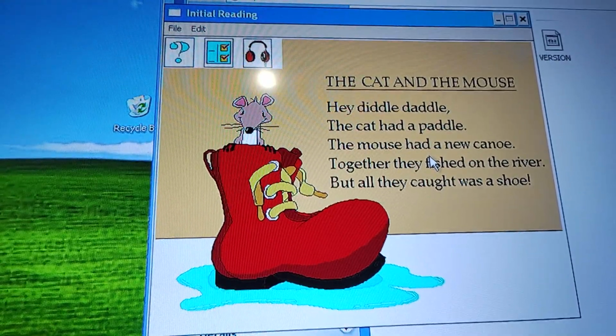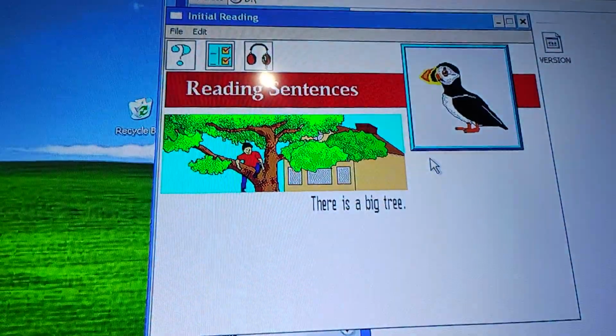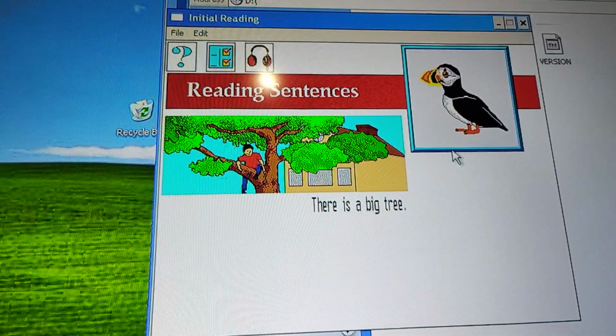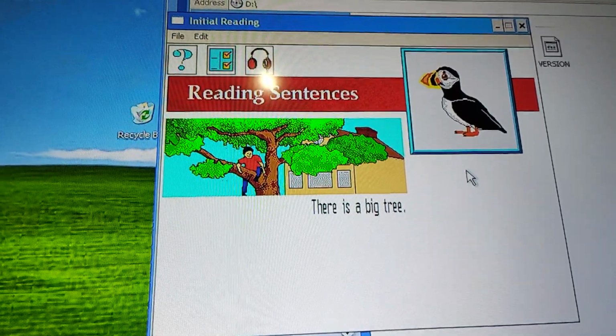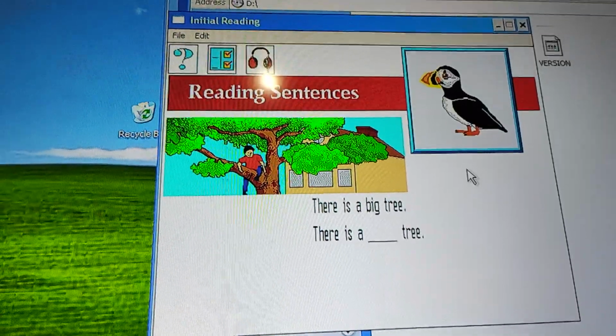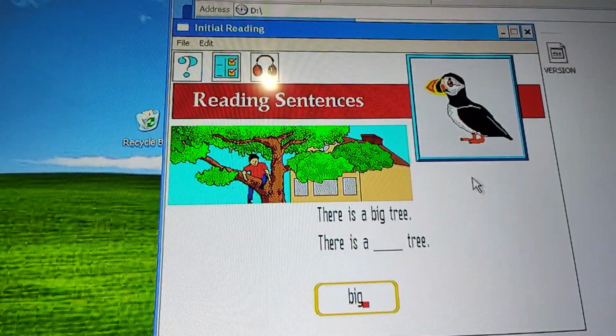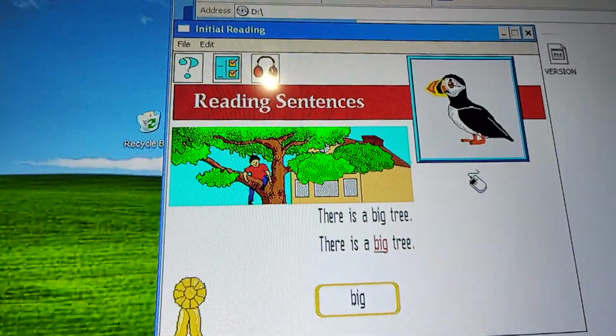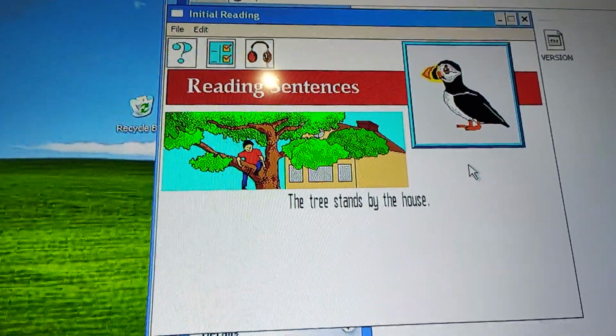Now, let's begin the lesson. Read this sentence after me. There is a big tree. Type the missing word. Good job. Read this sentence after me.